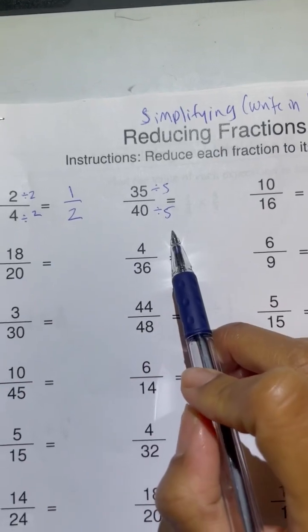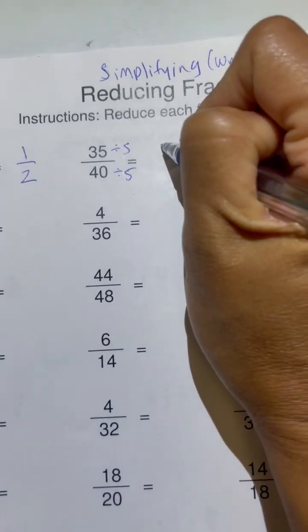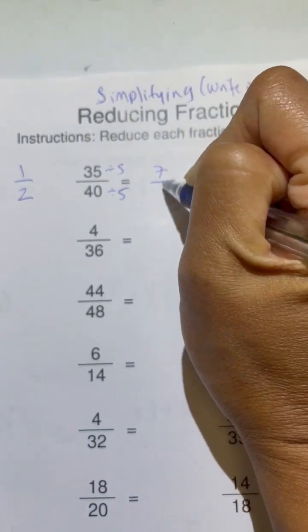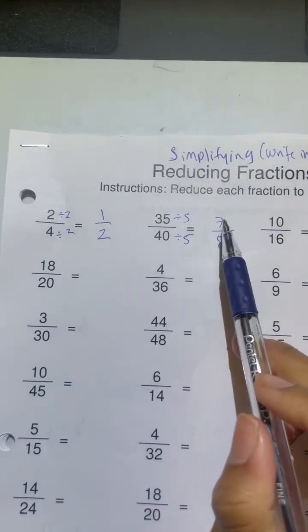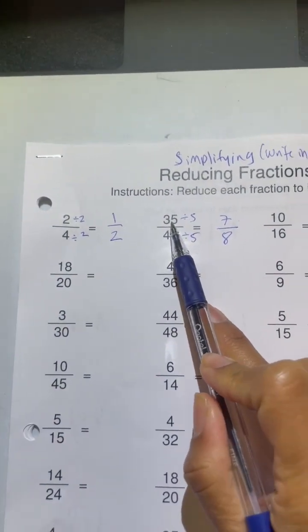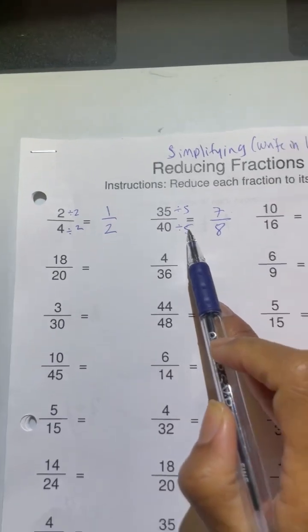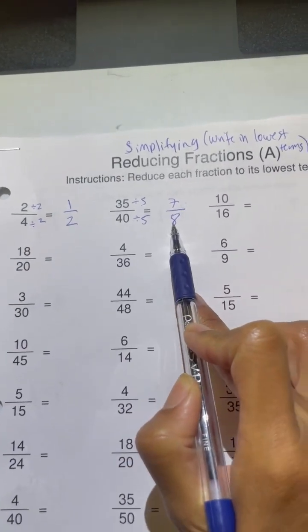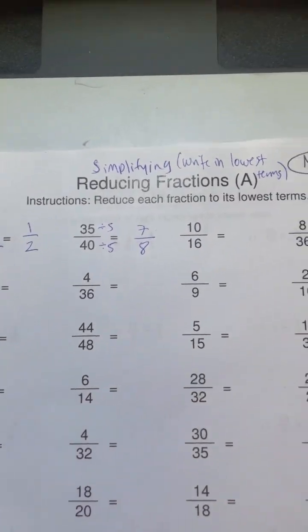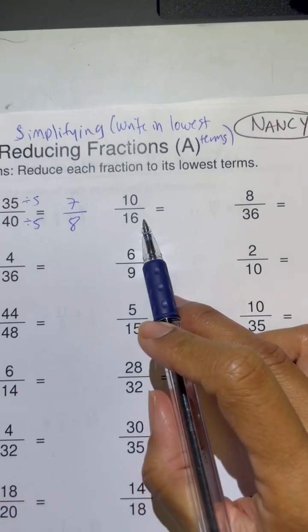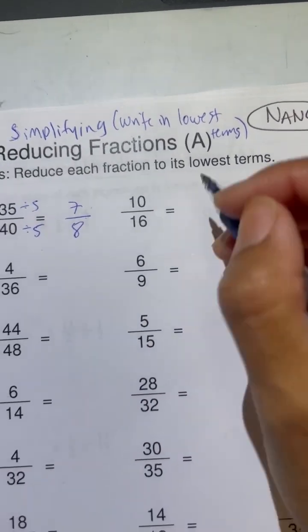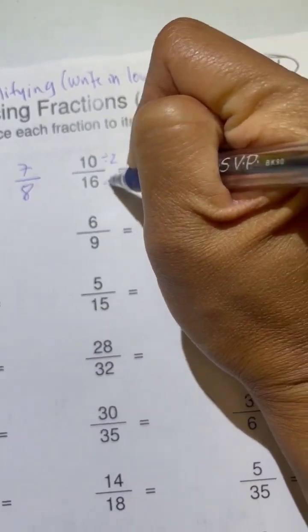And they're both divisible by 5, what do we get? 7/8, great. Again, because we asked ourselves, 5 times what will give us 35? 7. We asked ourselves, 5 times what will give us 40? 8. Again, the multiplication table. 10 over 16, what are they both divisible by? 2. 2, okay. So what do we get?